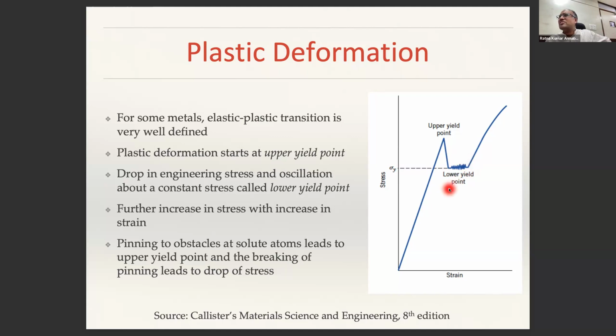What are these small obstacles? Because it is mild steel. Mild steel is what? Mild steel is a solid solution of what? Iron and carbon. It is an alloy of iron and carbon.